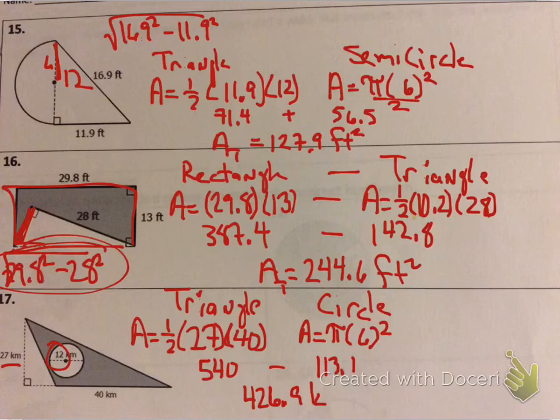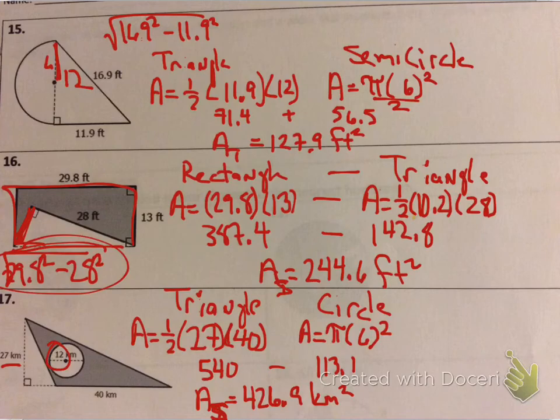What is this? Kilometers squared, square kilometers. Okay, so that's the area, the total shaded area. Okay? Anyways, that's it for that topic, so let's move on to the next one, shall we?